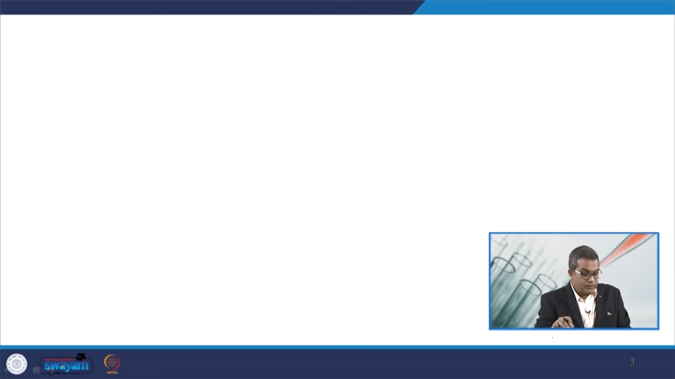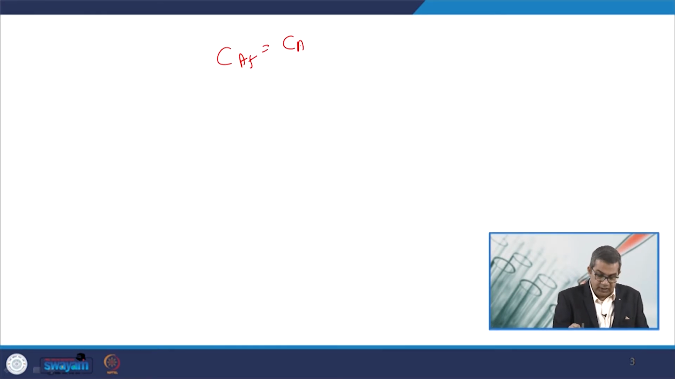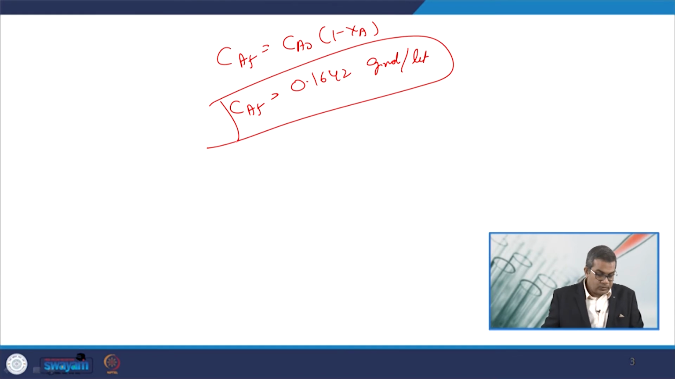Now, the concentration at the exit of the PFR, which has a volume of 100, CAF is equal to CA naught 1 minus XA. We have found the value of XA, and we have the value of CA naught equal to 2. So, CAF is 0.1642 gram mole per liter. So, therefore, a single plug flow reactor of total volume 100 liter gives the same conversion as the two plug flow reactors having V1 equal to 50 and V2 equal to 50.